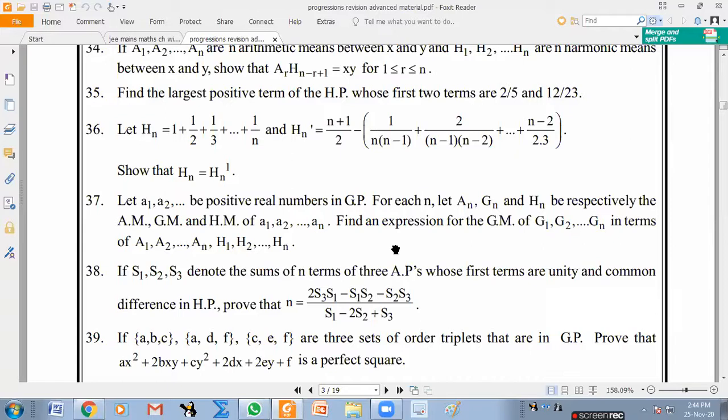Anybody still have a doubt about 35? No. Okay. 37. What is the question? A1, A2, and so on are positive real numbers which are in GP. For each n, let An, Gn, Hn be respectively the arithmetic mean, geometric mean, and harmonic mean of the first n terms. Find an expression for the geometric mean in terms of A1, A2, An, and so on.